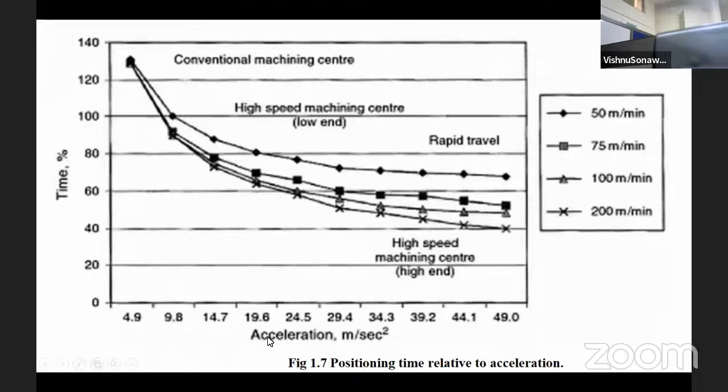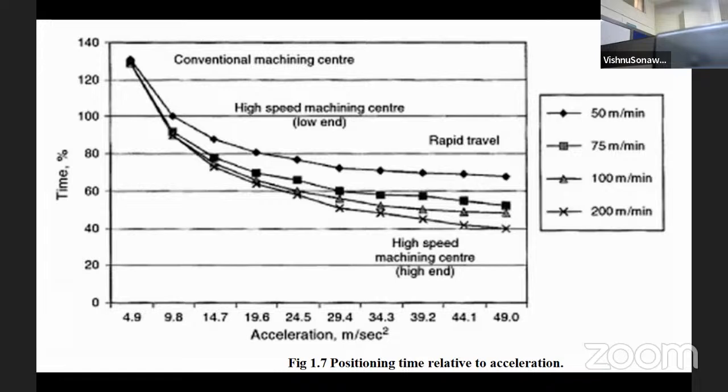Okay, but here is the acceleration of the cutting tool material, to traverse it from the initial point, or from the reference point, to the base point of this machining. In a conventional machining center, to accelerate the cutting tool from the reference point to the base point of machining, the time required is more and more. But in a high-speed machining center, the time required to accelerate the cutting tool is again less.